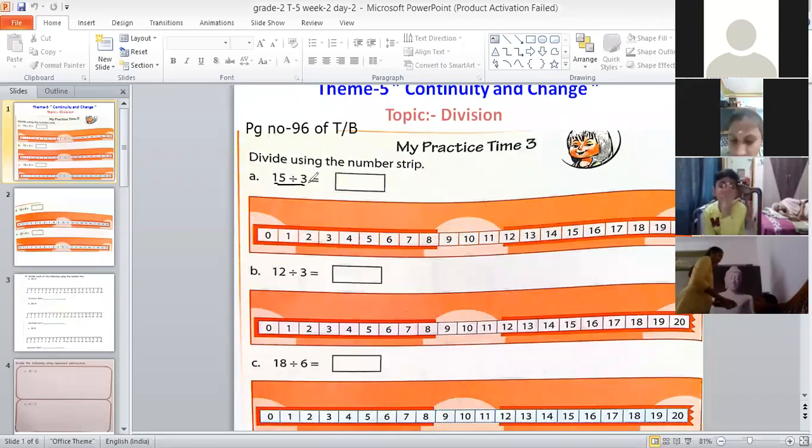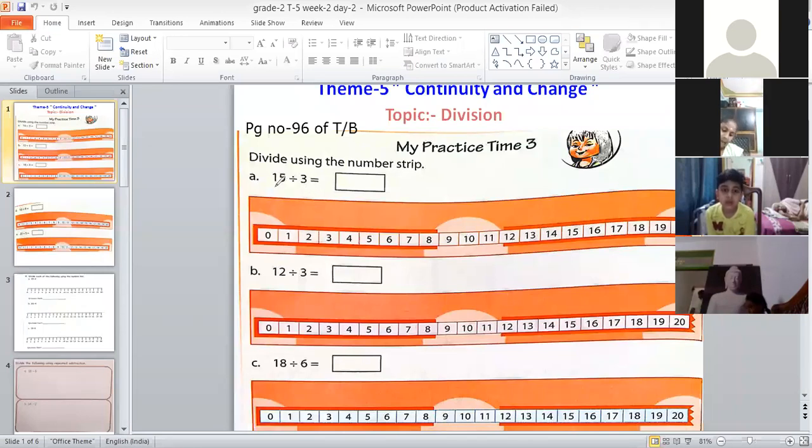Always remember one thing: we always divide a bigger number by the smaller number. So here 15 is bigger than 3, so we'll be dividing 15 by 3. So this is 15 divided by 3. You all should know how to read the question. I may ask any one of you.